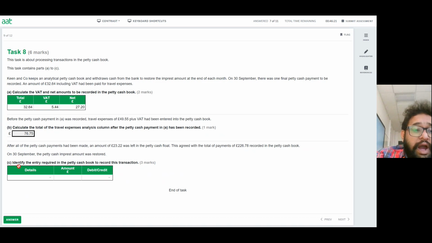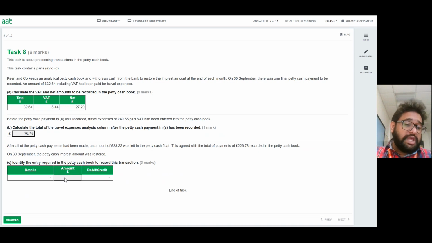But the question is, identify the entry required in the petty cash book to record the transaction. So to restore the money to the imprest amount, how much do I need to withdraw? Since it's an imprest amount, we have to withdraw the same amount we spent last month, and add it to the money already outstanding there, and that will make the amount back to £250.